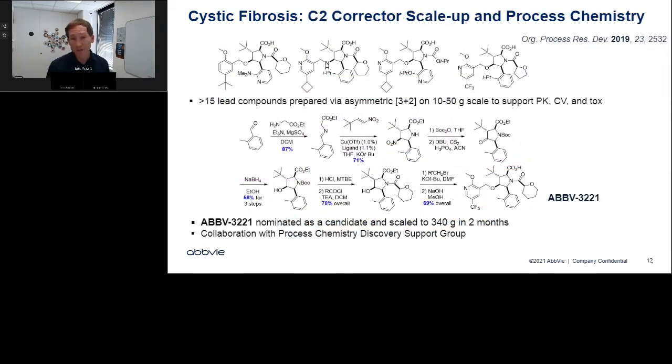So as the project progressed, there was a need to make gram quantities of lead molecules that had promising data. So these are just examples of some of the structural diversity of molecules that we prepared between a 10 to 50 gram scale to support advanced preclinical characterization.